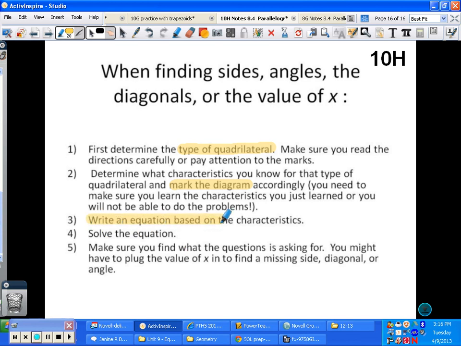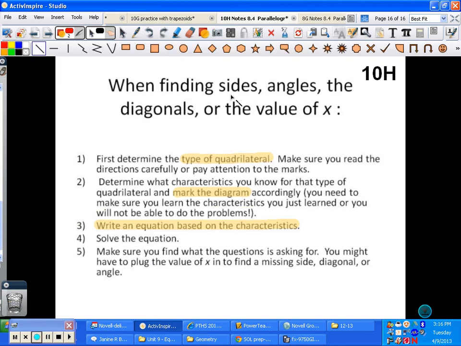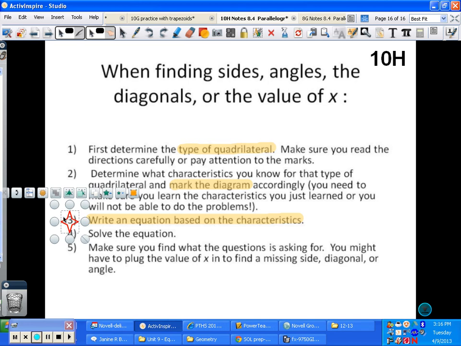Write the equation based on the characteristics. Set up an equation. Not every equation is equal to 360. Not every two expressions are equal to each other. So be careful. This is probably the most important part of geometry. Probably all your teachers would agree that we set up the problem correctly. Okay, so write the equation correctly. And then obviously solve the equation. That makes sense. The last part, I'd say make sure you find what the question is asking for. Sometimes you have to plug it back in and find the length of a side or an angle or whatever.